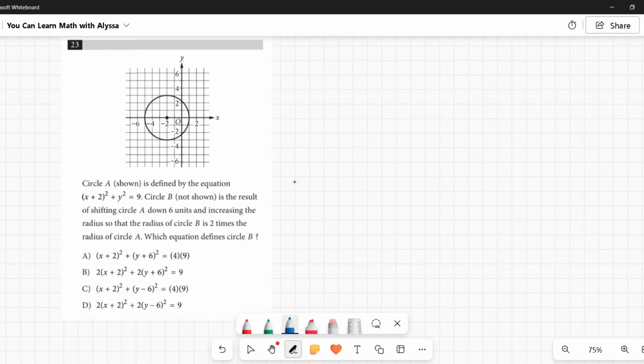Number 23, circle A, shown, is defined by the equation (x + 2)² + y² = 9. Circle B, not shown, is the result of shifting circle A down 6 units and increasing the radius so that the radius of circle B is 2 times the radius of circle A. Which equation defines circle B?